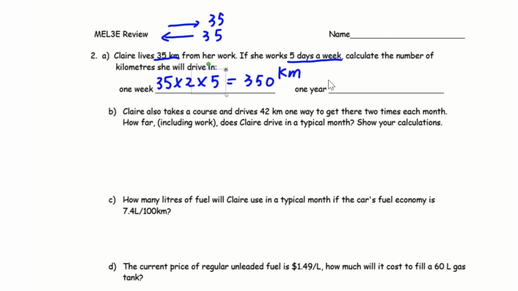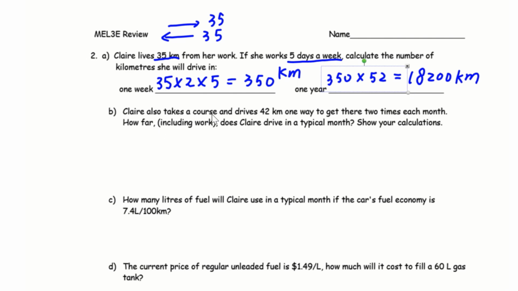And from 1 week to 1 year, we know 1 year equals 52 weeks. So we use 1 week times 52 weeks. Then you are going to have the distance for 1 year. So we use a calculator to do the calculation. We have 18,200 kilometers.